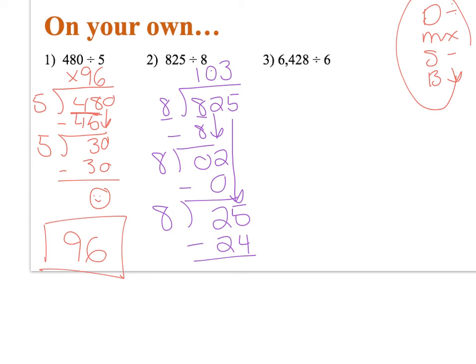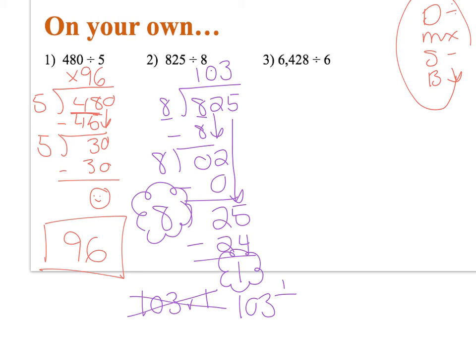Subtract, 1. Now, before you may have written 103 remainder 1 as your solution, but we're not going to do that. We're going to write 103 and make our remainder into a fraction. 1 will be our numerator, so it goes in the top of our fraction, over the number we are dividing by, our divisor, so over 8. So our final solution is 103 and 1/8.